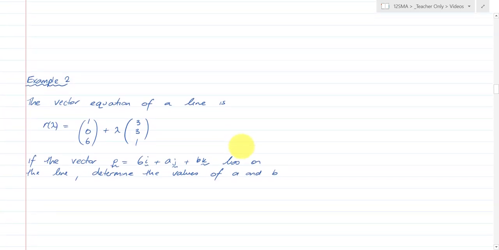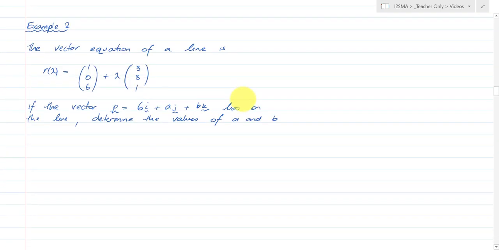Let's have a look at example 2. The vector equation of the line is r(lambda) equals (1, 0, 6) plus lambda (3, 3, 1). Lambda comes up actually more than t. t is a bit of a problem because it can be confused easily with motion, and this can be used in a motion sense, but it's not always used in a motion sense. So if the vector p equals 6i plus aj plus bk lies on the line, determine the values of a and b.